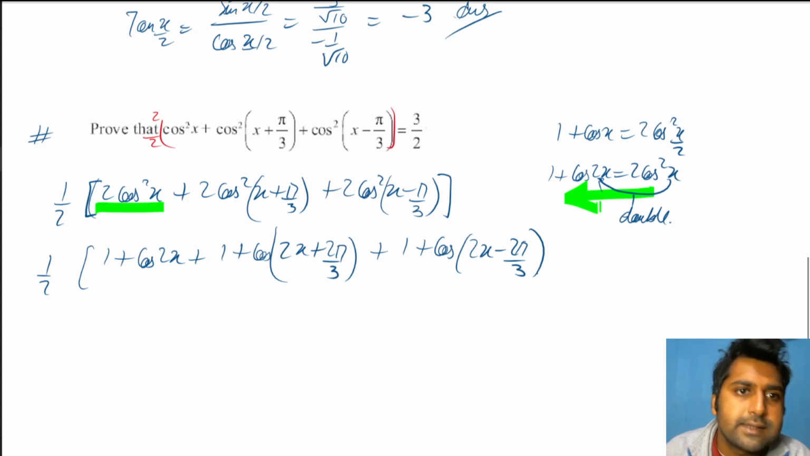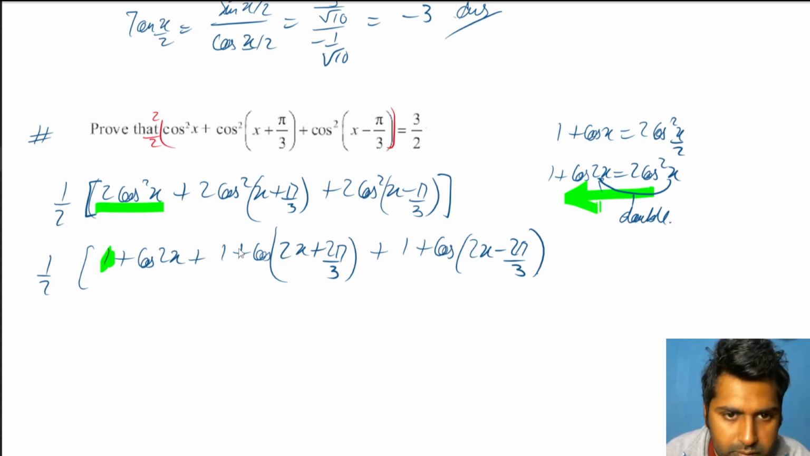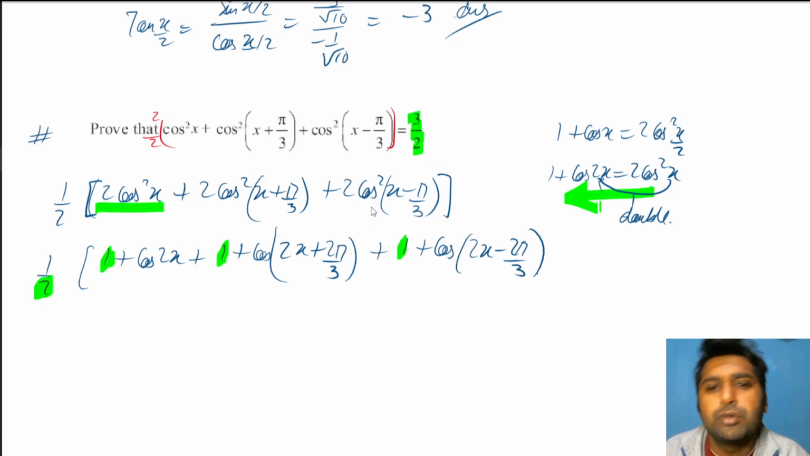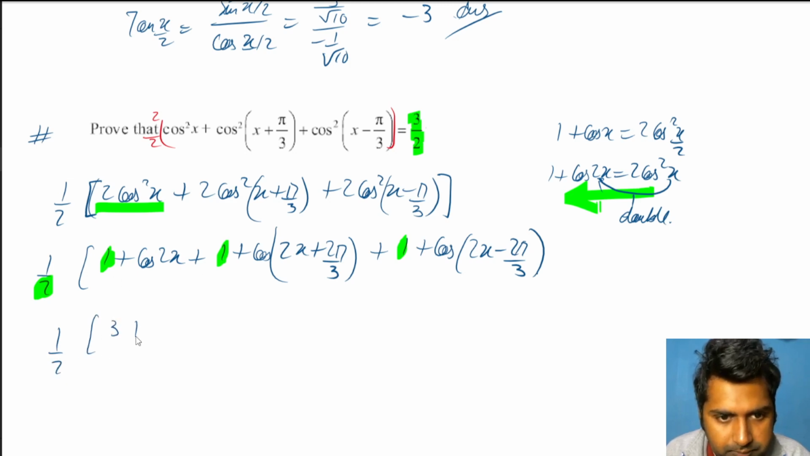The benefit is that you are getting 1, 1, 1 generated and 1 by 2 is already there. Look at your 2 proof. Your 2 proof is saying that it should be 3 by 2. Anyways, if it's an objective question, they might ask you what is the value of it. But anyways, it is getting generated, so let's take it out. So 1 by 2 I'm keeping as it is. 1 plus 1 plus 1, I get 3. Now I have to deal with this cos 2x plus cos 2x plus 2 pi by 3.